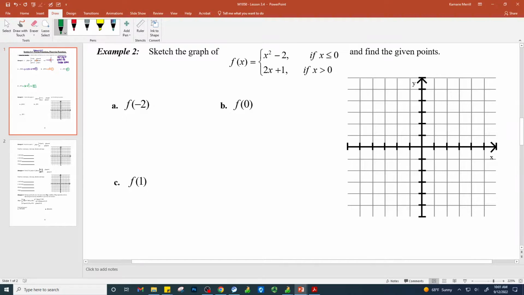What are some of the strategies you use when you go to graph? We are going to sketch the graph and find the given points. I'm going to wait to find the given points because I don't want them to throw us off on the way I want you to choose to graph piecewise. But I'm curious, how do you graph them?